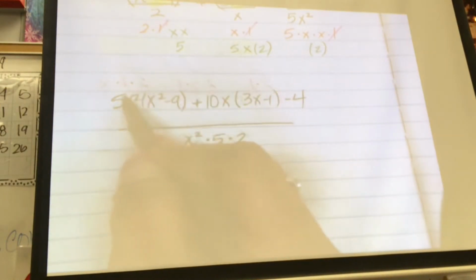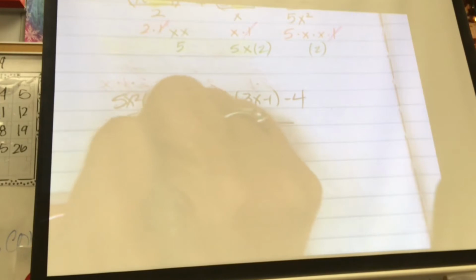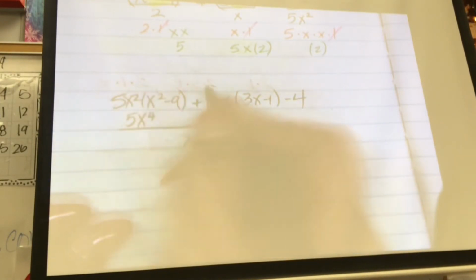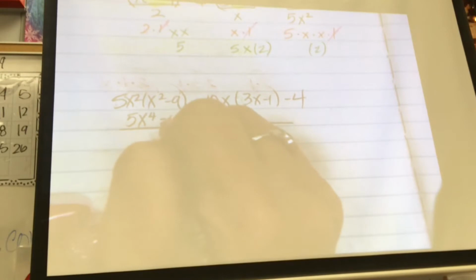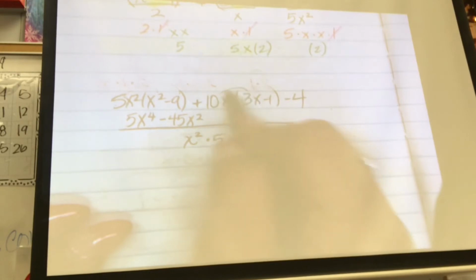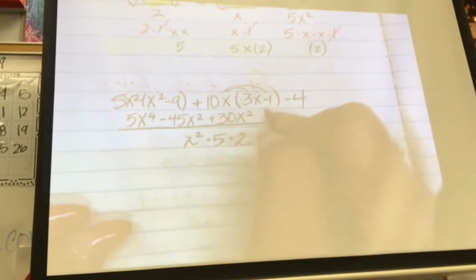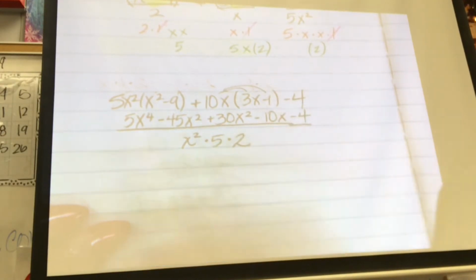Can you distribute this for me? So 5 times x squared is 5x to the 4th. And what would this be? Beautiful. Can you distribute this for me? Negative 10. Don't forget the x. And then the minus 4.